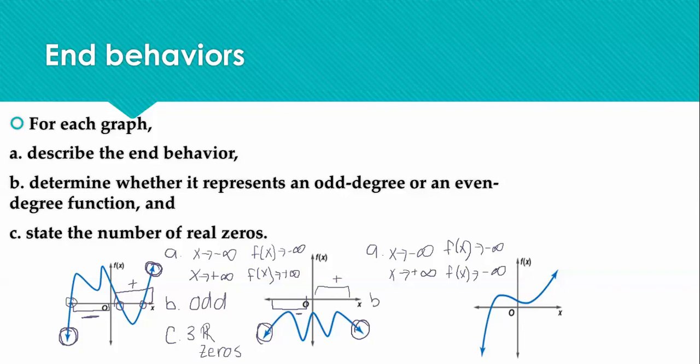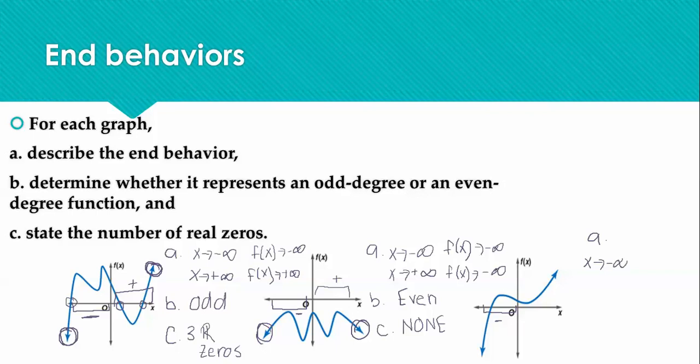Then for B, we say, is it even or odd? Well, the ends are both facing down, so we know it's going to be an even polynomial. And the last one, it's not touching the x-axis at all, so we don't have any, so there are no real zeros.